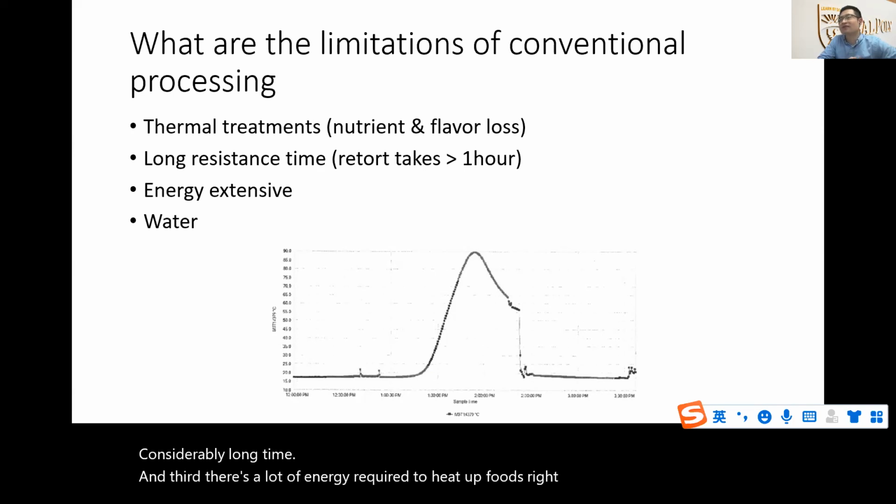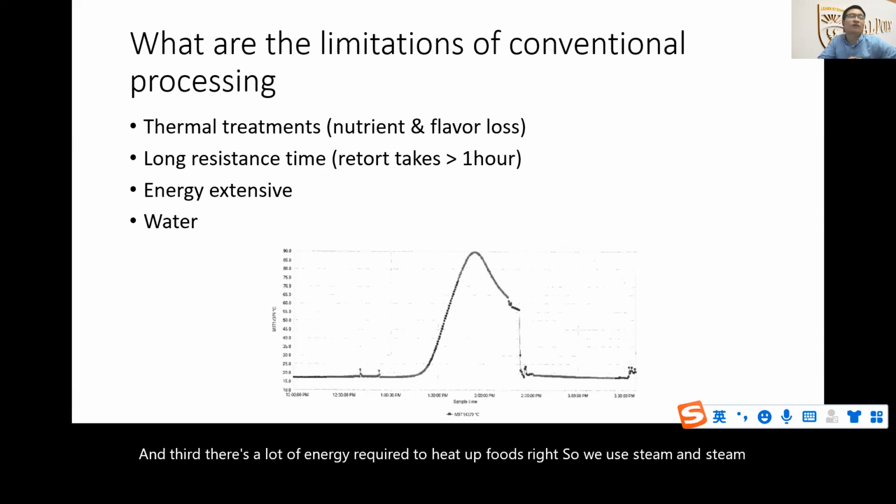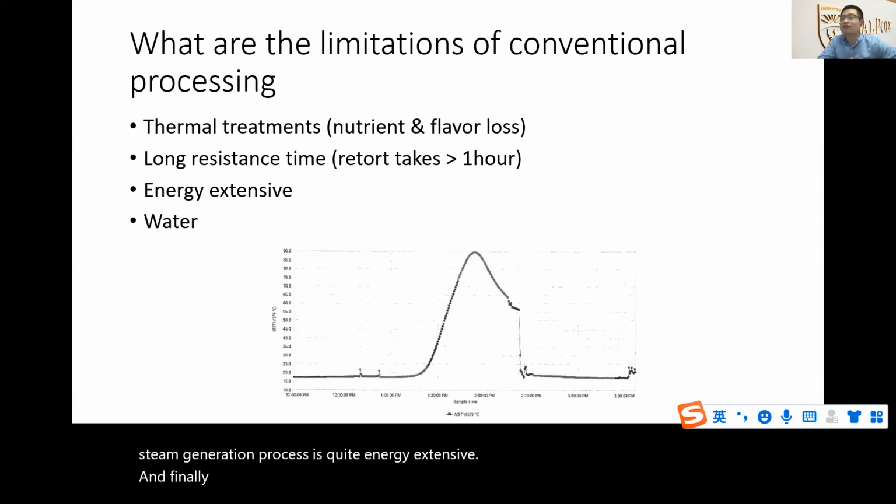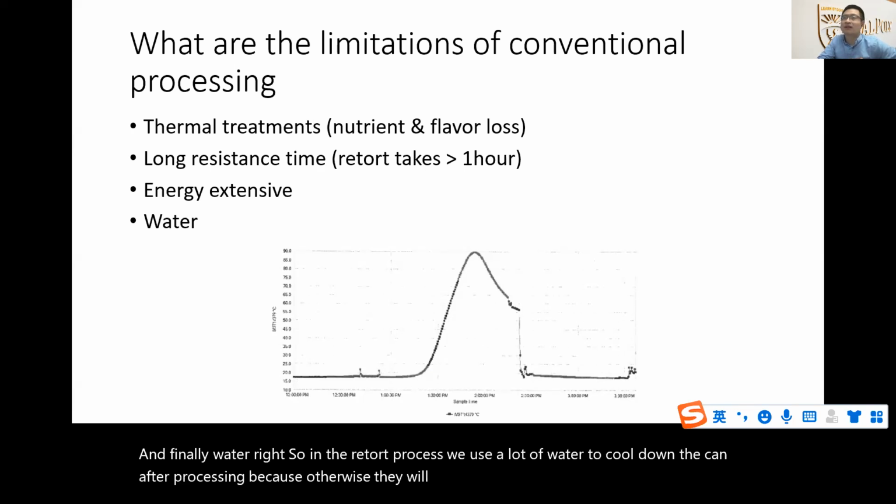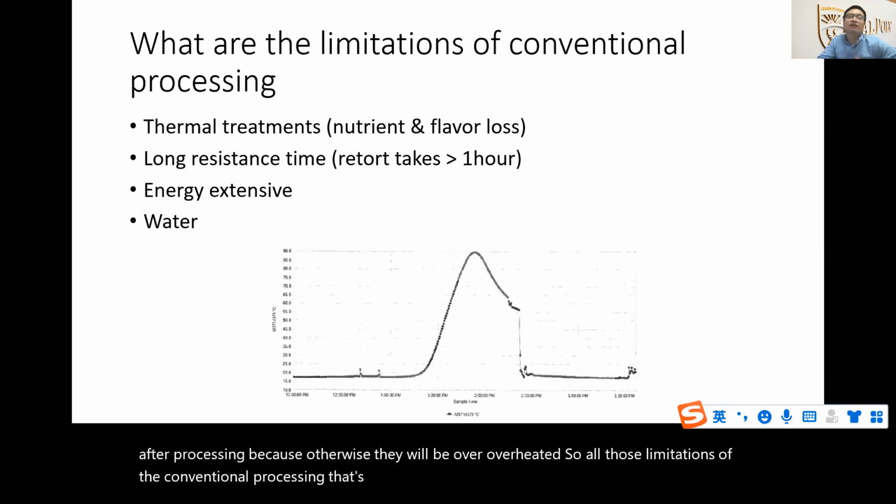And third, there's a lot of energy required to heat up foods, right? We use steam, and the steam generation process is quite energy intensive. And finally, water, right? In the retort process, we use a lot of water to cool down the can after processing, because otherwise they will be overheated. So those are the limitations of the conventional processing. That's why we are trying very hard to come up with other strategies to mitigate those limitations.